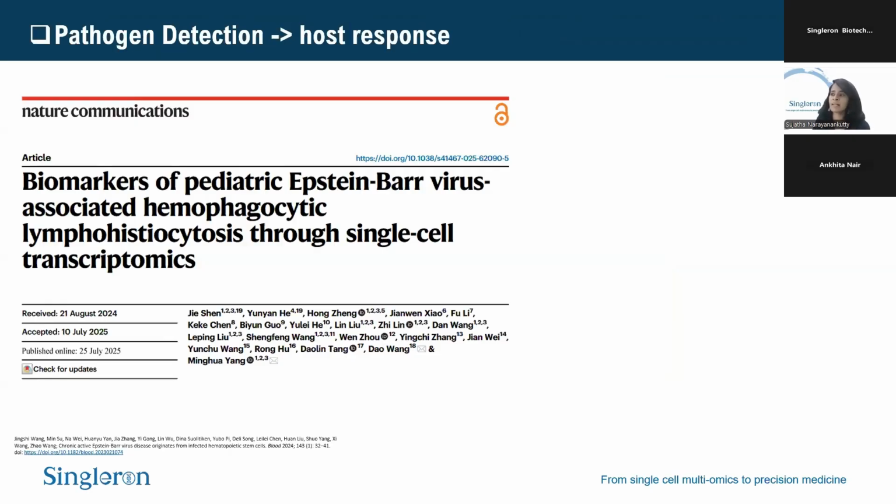So in this study, the authors are looking at pediatric EB virus associated HL through single cell. Here they're interested in the Epstein-Barr virus infection in the HL condition. But the whole study actually just looks at how the host cells respond. So you just need a normal single cell assay that captures poly-A, like 10x, to sample all the different cell types and then tell you what are the different pathways that are activated, etc.